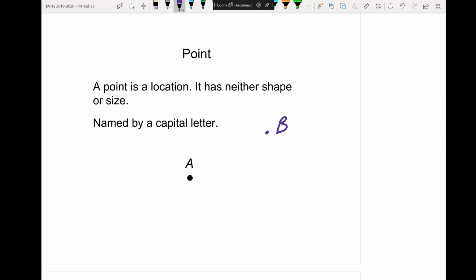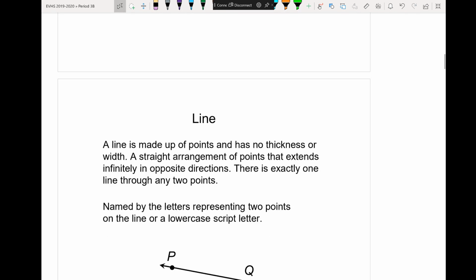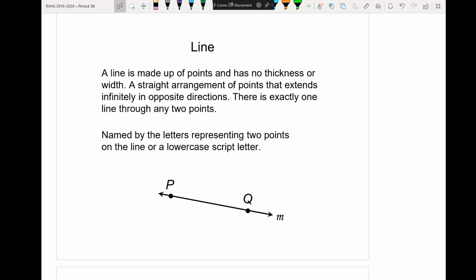Let me give you all a second to finish copying. By the way, if I'm going too fast, let me know, but we've got a lot to do, so we've got to keep the speed up.